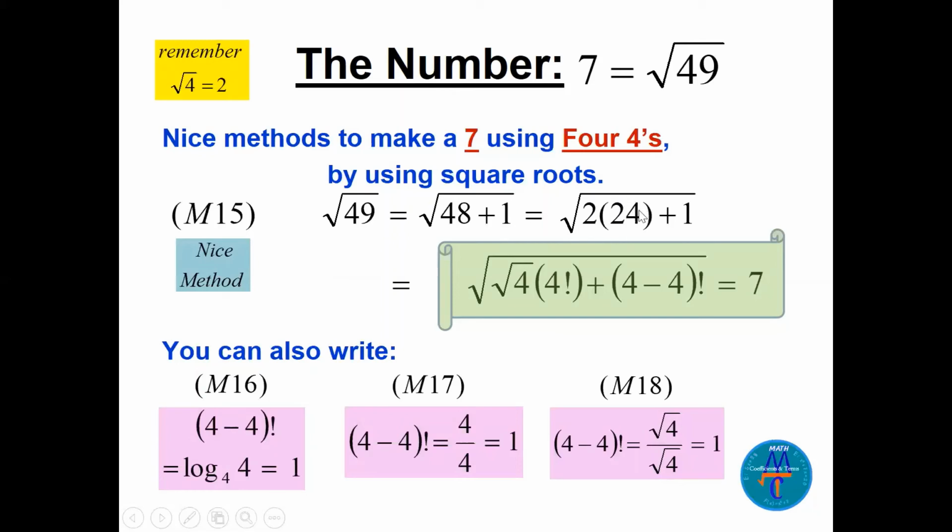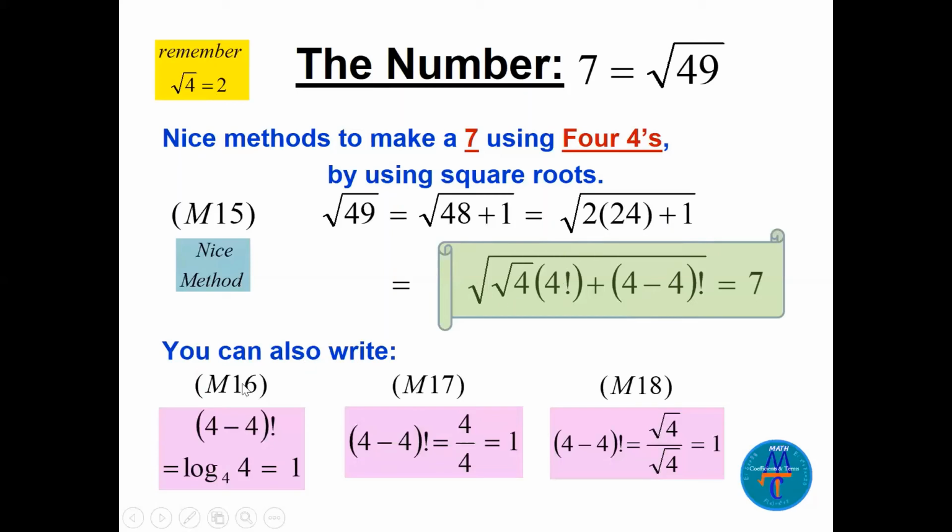I know 24 by itself is 4 factorial. See, in the 24, big number 24, just I write 1 4 there, 4 factorial. 2, I can write it as square root of the 4 inside here. Square root of the 4, that's 2, times 24, that's 48. I need 1 now. Remember the first 4 methods? I need 1. 4 minus 4 factorial, which is 0 factorial, 1. So that's method number 15. Very nice method here, number 15.